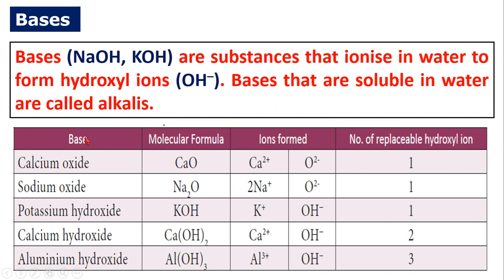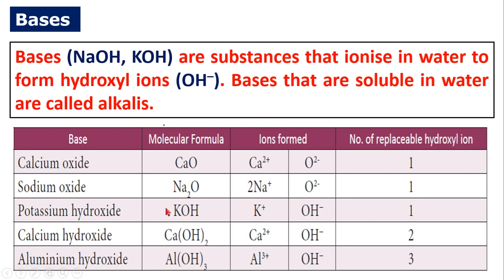Now, bases. Calcium oxide, the molecular formula is CaO. The ions formed are Ca2 plus and O2 minus. Here only one oxygen can be replaceable, so that is 1. Sodium oxide, Na2O: 2 Na plus, here 2 sodium, so here put 2. O2 minus, so here only one oxygen, so the replaceable one is 1.